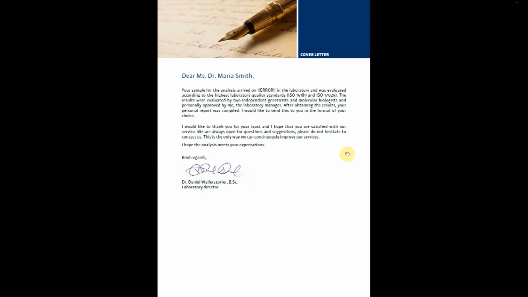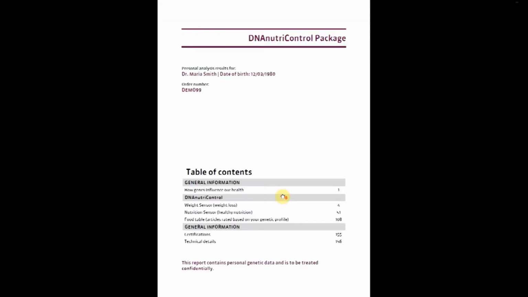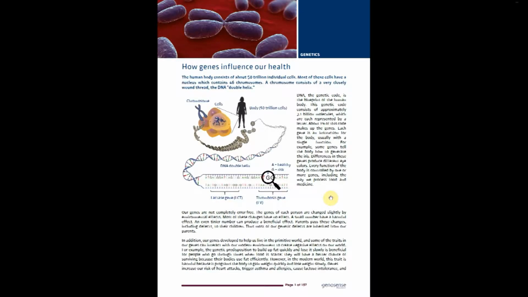All right, so the whole thing starts with the cover letter. Here you're just going to find out some information of when the genetic sample has arrived at the laboratory, when we've performed it, and you also find my signature releasing the results for report creation. And on the next page, you just have a table of content, and then we start here.